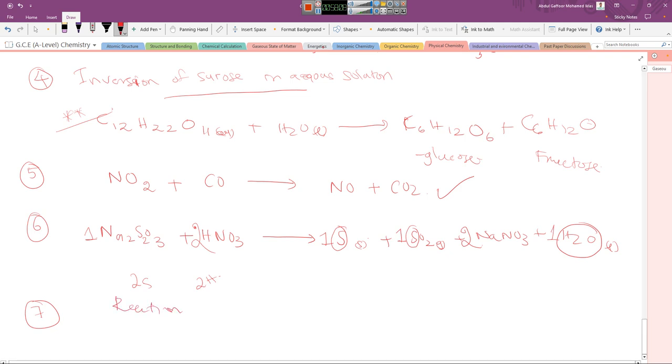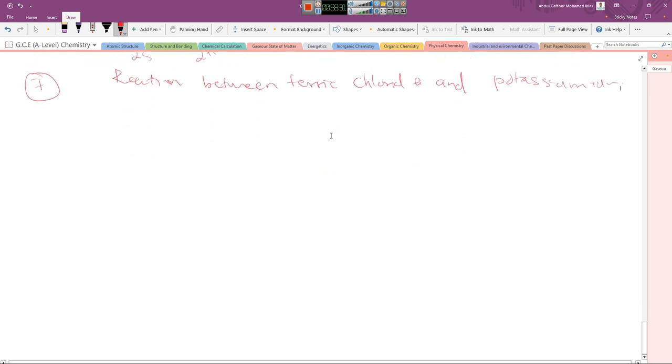Reaction between ferric chloride and potassium iodide. Right. So if I write the chemical equation for this reaction, we have ferric chloride, FeCl3, and we react ferric chloride with potassium iodide, that is KI. So the products will be I2 and Fe2 plus.